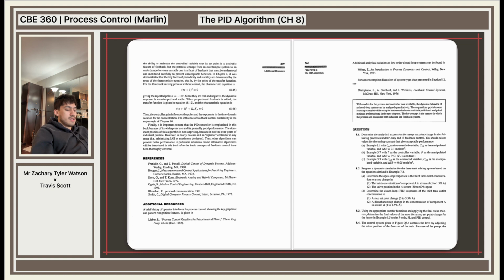The dominant position of this algorithm is not surprising because it evolved over years of industrial practice. However, in nearly no case is it an optimal controller in any sense, minimizing the integral of the absolute value of the error or the maximum deviation. Thus, other algorithms can provide better performance in particular situations, and some alternative algorithms will be introduced in this book after the basic concepts of feedback control have been covered thoroughly.